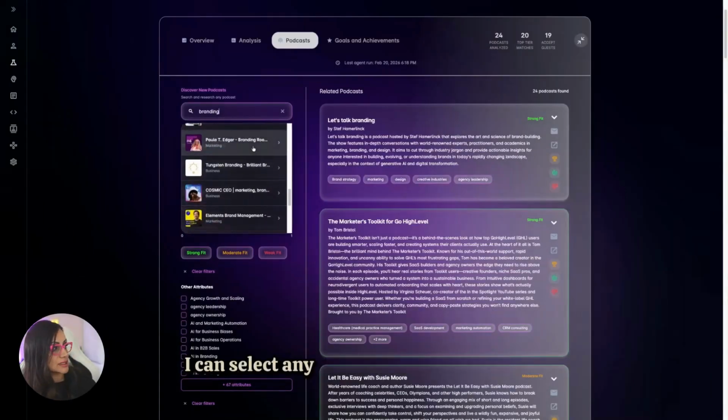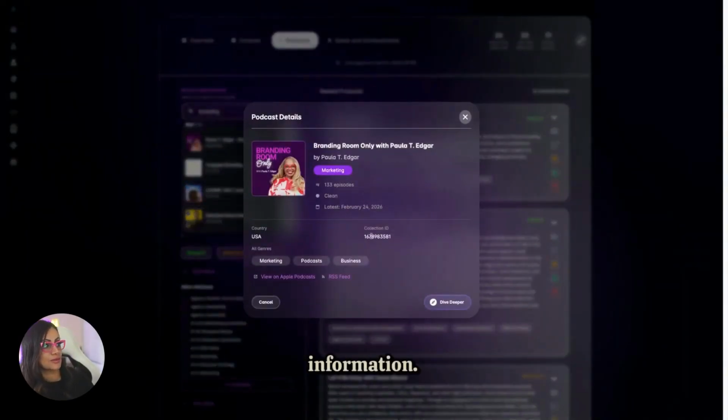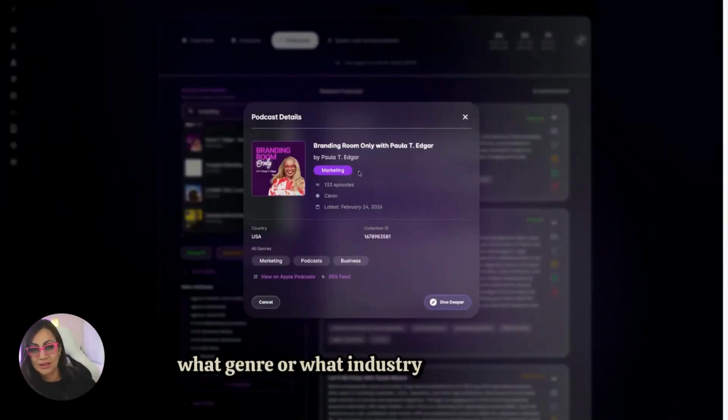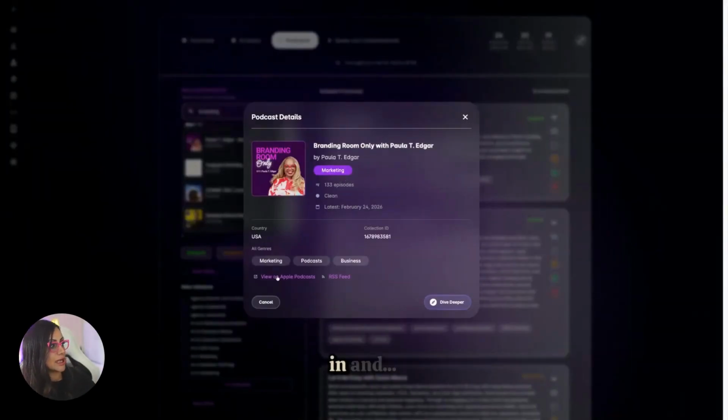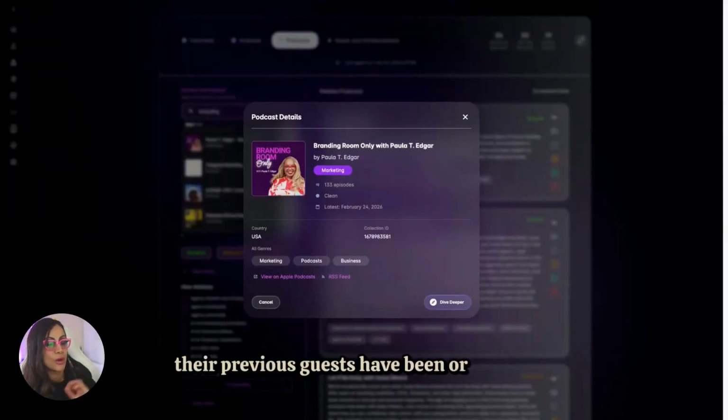I can select any of these that I think would be cool. I can select this. It's going to show me a little bit of information. I can see that this has a lot of episodes, what genre or what industry this podcast is in. And if I decide to pursue this and dive deeper and see maybe if they accept guests or who their previous guests have been, or reach out to them through email, I can click on dive deeper.